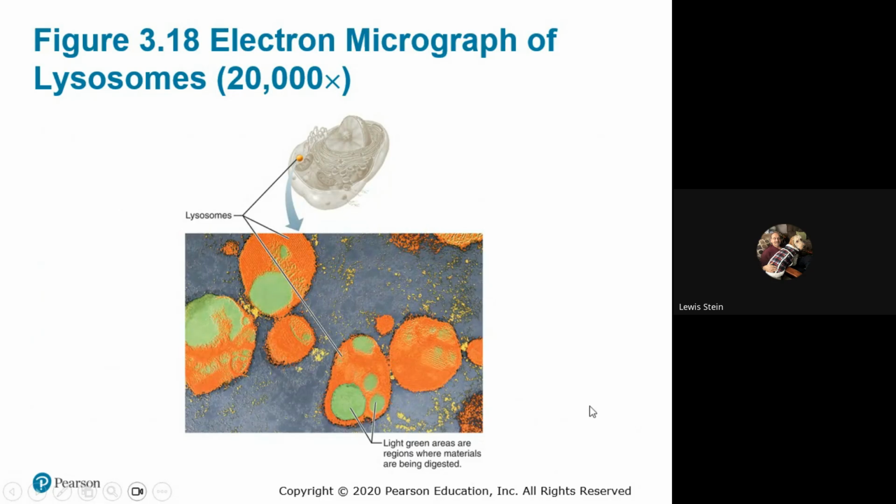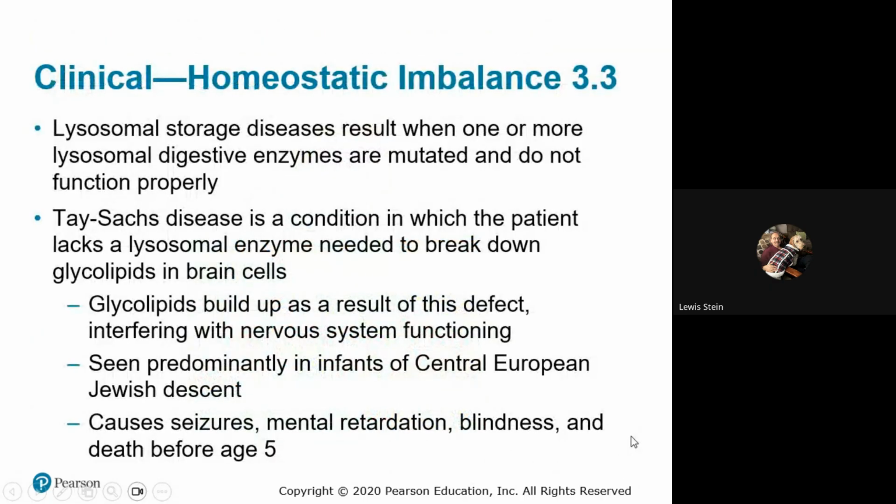So here you go. Lysosomes are all in there, light green areas where materials are being digested. Big problem. I told you about this. Lysosomal storage diseases. When some of these enzymes have mutated, that's hereditary, genetically, and don't function. This is Tay-Sachs disease, very common.